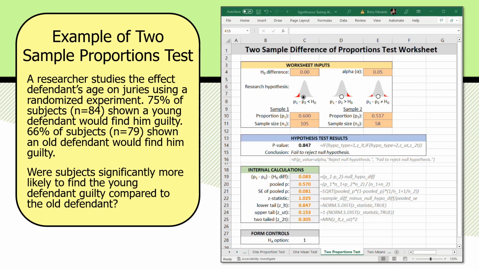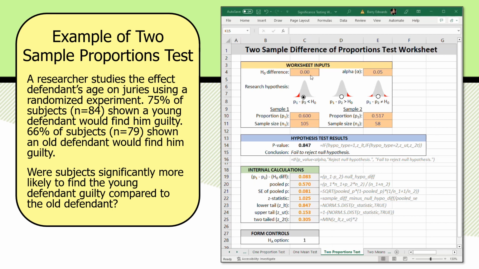This is an example of a two sample proportions test, so I'm going to use the two sample difference of proportion test worksheet. The example reads, a researcher studies the effect of a defendant's age on juries using a randomized experiment. 75% of subjects, N of 84, shown a young defendant would find him guilty. 66% of subjects, N of 79, shown an old defendant would find him guilty. Were subjects significantly more likely to find the young defendant guilty compared to the old defendant?